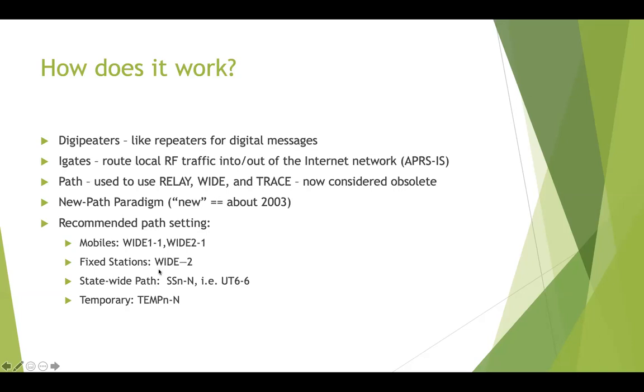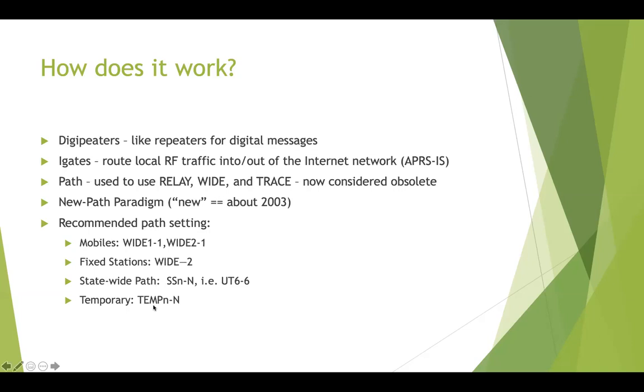There's also the concept of a statewide path, which is a 2-letter state designator. We call it SSn-N. So here in Utah, we would use something like UT6-6, and that says you can basically go up to 6 hops in any direction, but don't leave the state of Utah, for example. That's not so terrific out here in the West, but if you're somewhere like Maryland, if you're using a path of 6-6, you might be hitting 12 different states. Whereas if you want to keep it localized to your state, you can do that by using the state path.